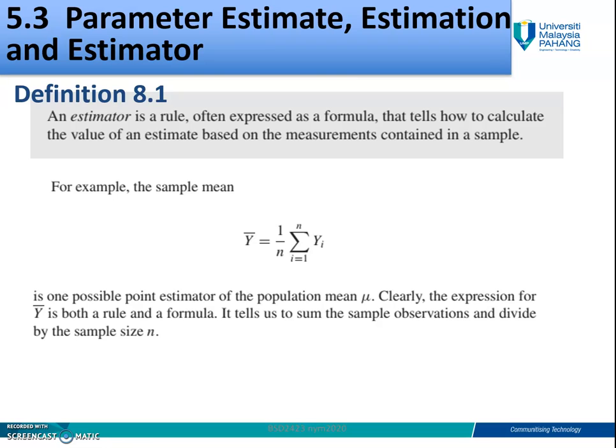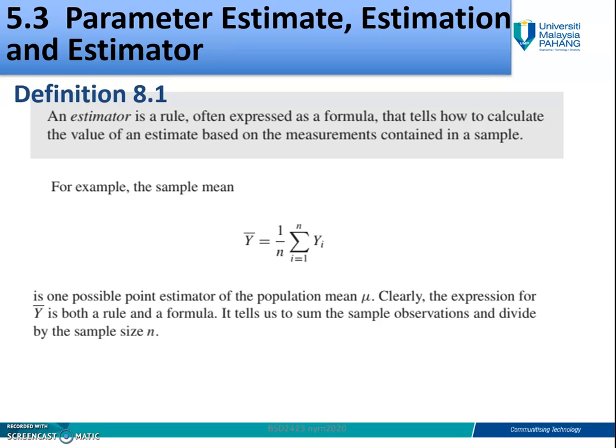So now we move to subtopic 5.3, which is parameter, estimation and estimator. Basically, in 5.1 and 5.2, we are talking about sampling distribution. The main thing in subtopics 5.1 and 5.2 is that from the normal distribution function, you can have the chi-square distribution, the T distribution, and the F distribution.